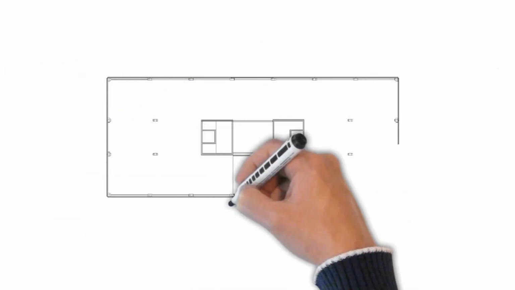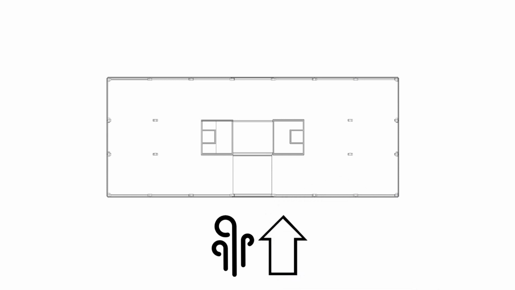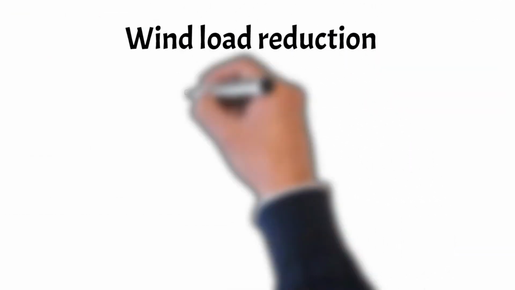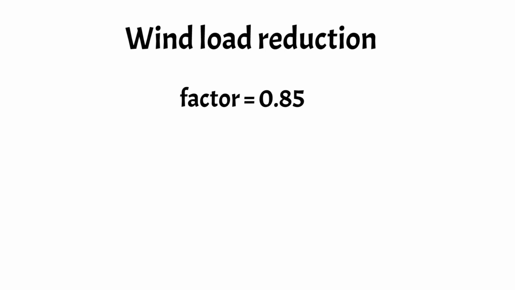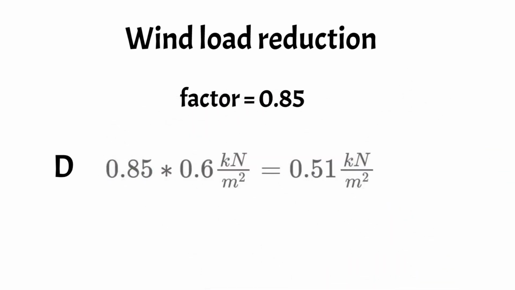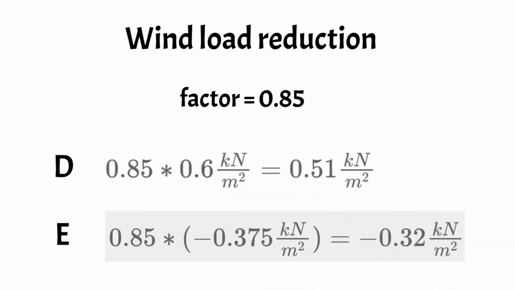Lastly, according to Eurocode, the wind load in the wind direction can be reduced if the ratio height divided by D is smaller than 1. That is the case for our office building, and therefore we can reduce the loads of areas D and E with a factor of 0.85. So let's do that. The wind load of area D can be reduced to 0.51 kilonewton per square meter, and the wind load of area E can be reduced to minus 0.32 kilonewton per square meter.